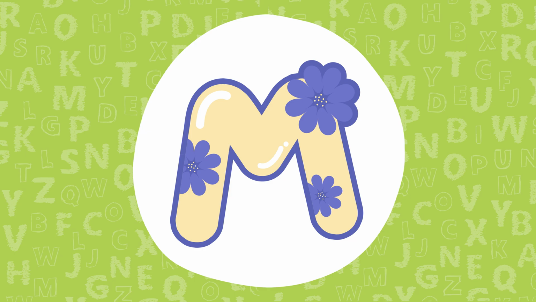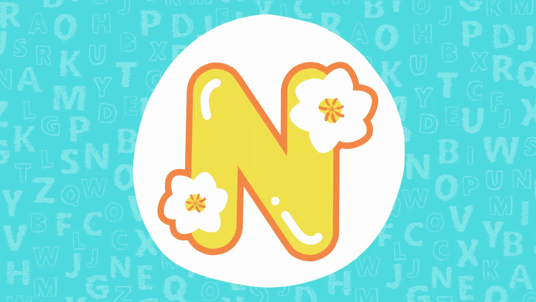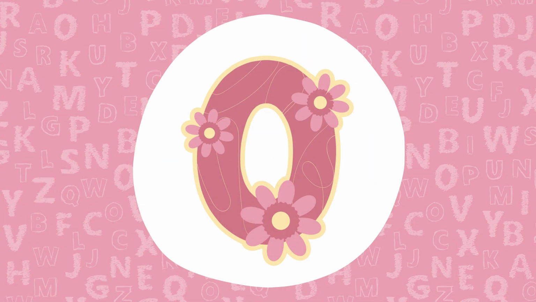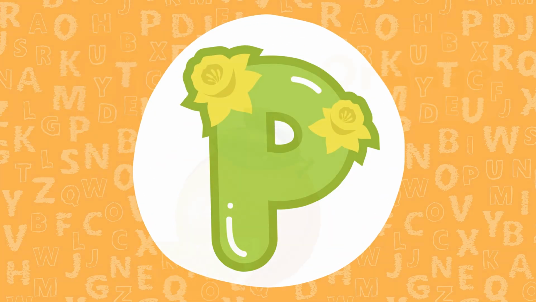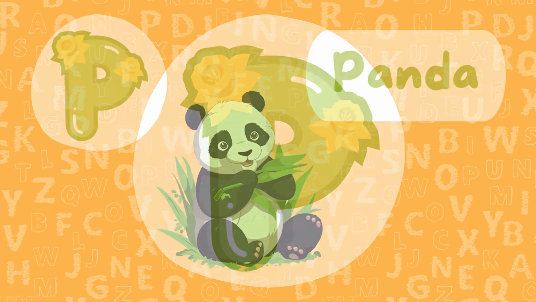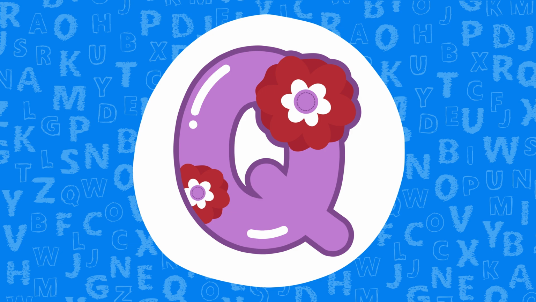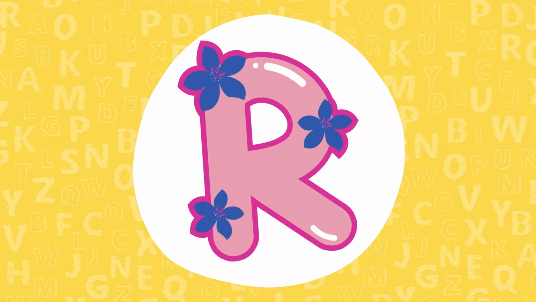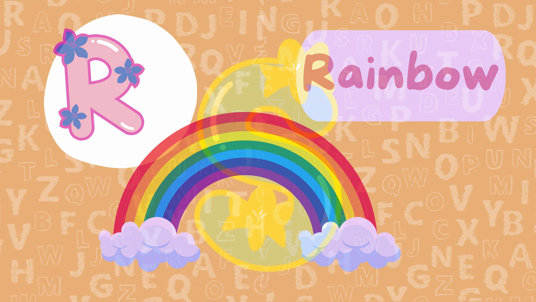M. M is for monkey. N. N is for nest. O. O is for orange. P. P is for panda. Q. Q is for queen. R. R is for rainbow.